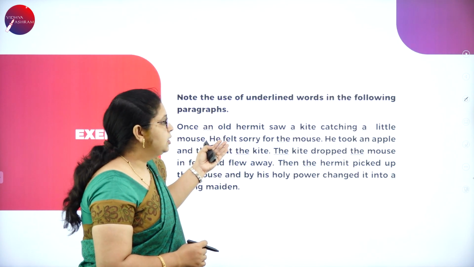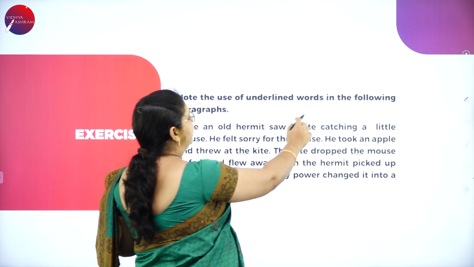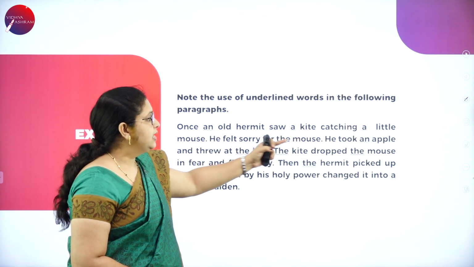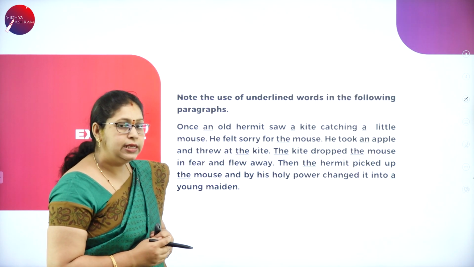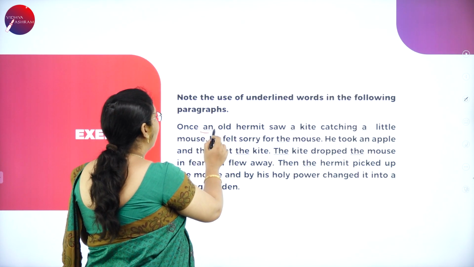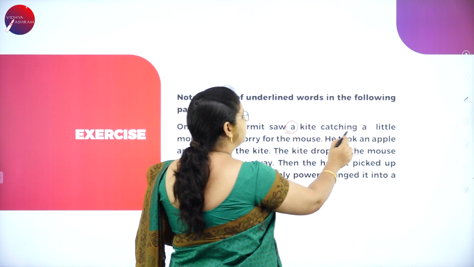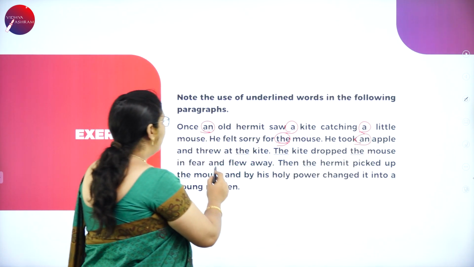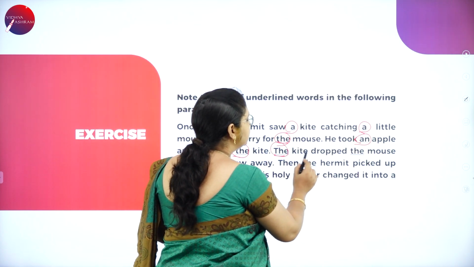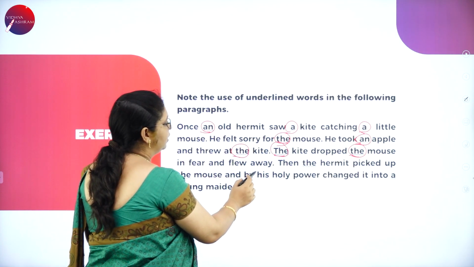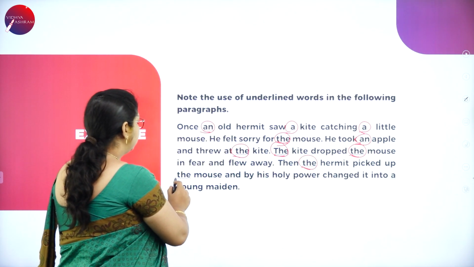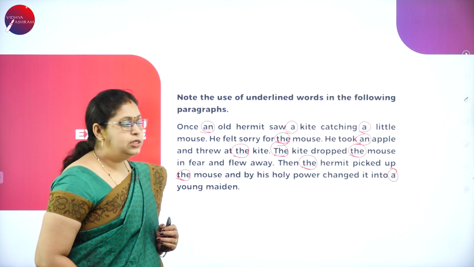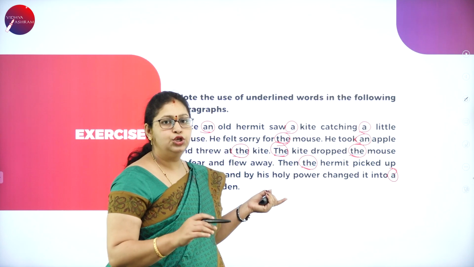Let us see here, solve this paragraph. Note the use of underlined words in the following paragraphs. Once an old hermit saw a kite catching a little mouse. Can you see the underlined words? Yes, please observe. Once an old hermit saw a kite catching a little mouse. He felt sorry for the mouse. He took an apple and threw at the kite. The kite dropped the mouse in fear and flew away. Then the hermit picked up the mouse and by his holy power changed it into a young maiden. So here all these are the articles used.